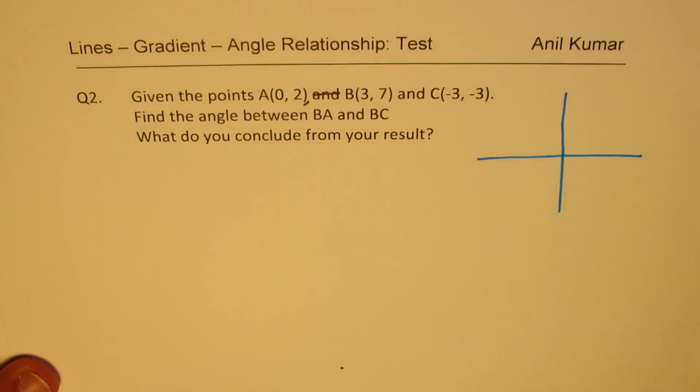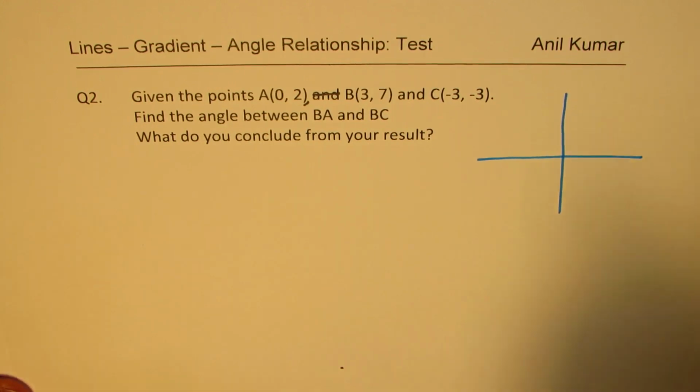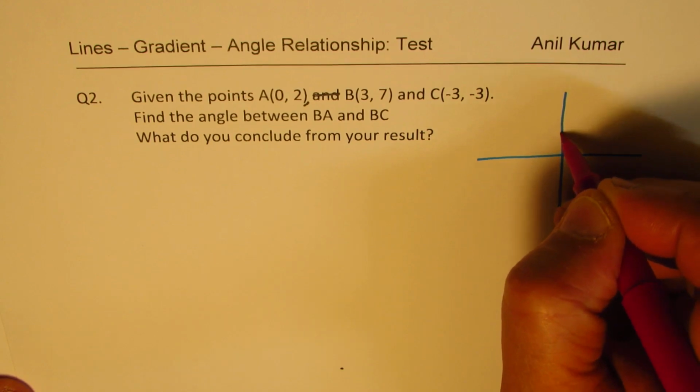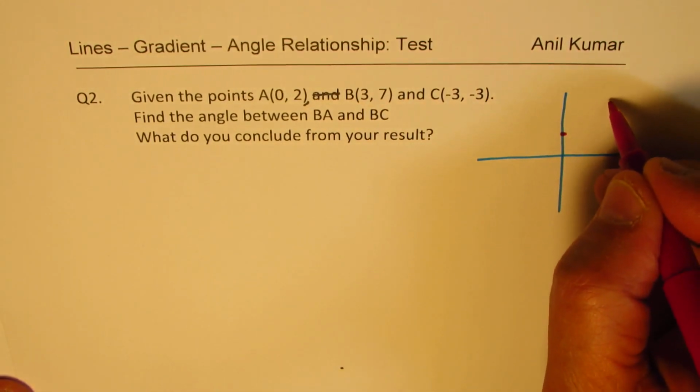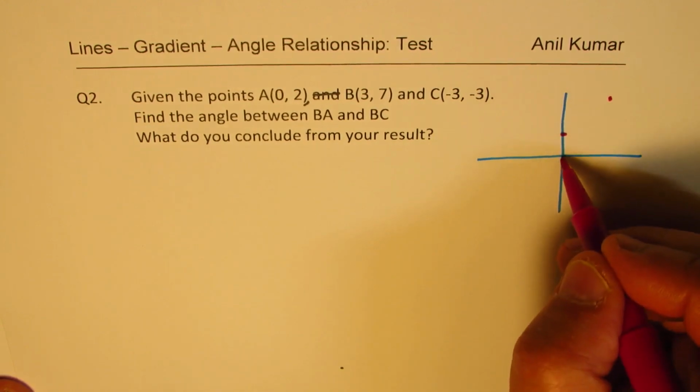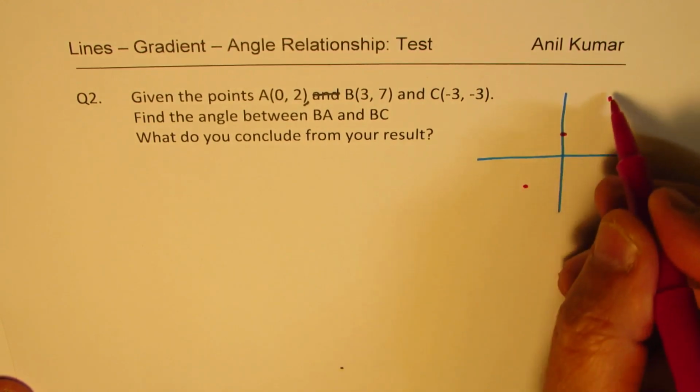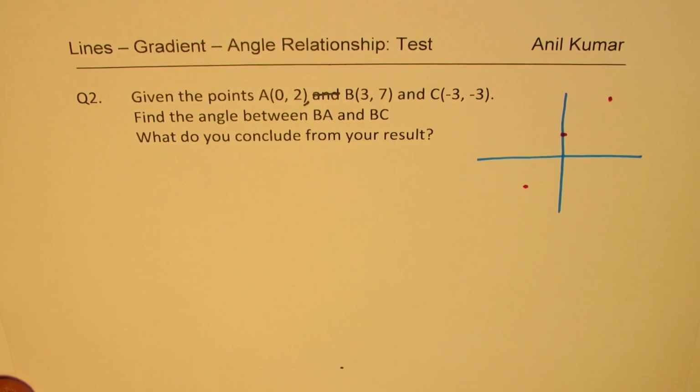So the points here are, one is (0, 2), so somewhere here, (0, 2). I'm making a rough sketch. (3, 7), so somewhere there, (3, 7). And (minus 3, 3), maybe somewhere here. So kind of, we have these points. So we have just made a rough sketch.